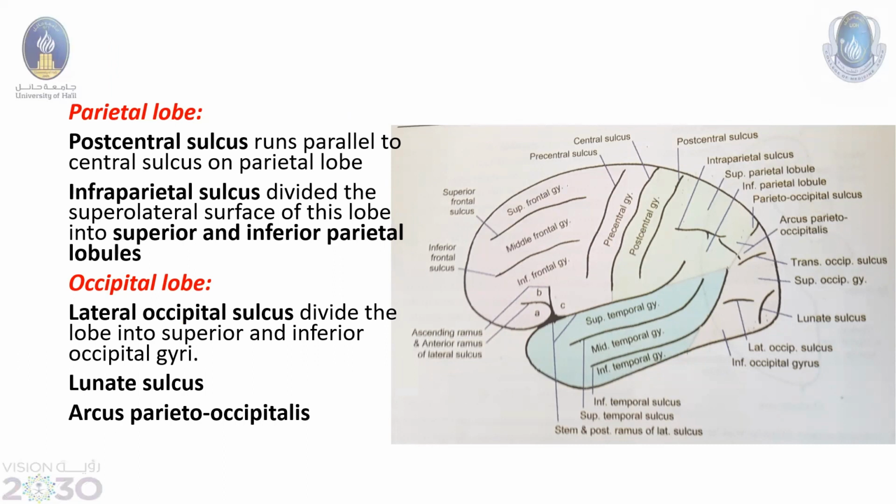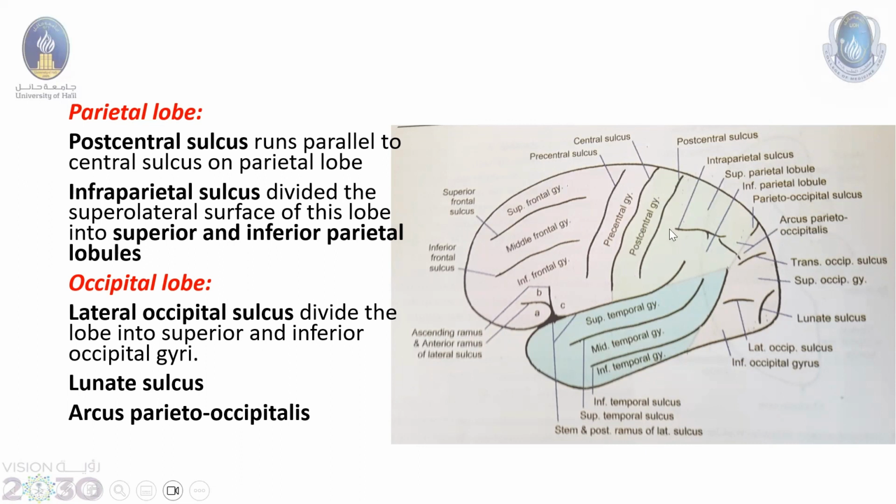Similarly, if you go to the parietal lobe, behind the central sulcus is the postcentral gyrus we saw. Behind the postcentral gyrus, parallel to the central sulcus, is the postcentral sulcus. This is the postcentral sulcus, parallel to the central sulcus. Here was the precentral sulcus. Now we are seeing the postcentral sulcus.